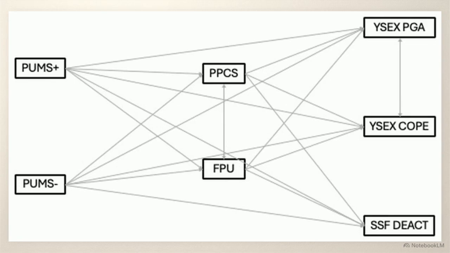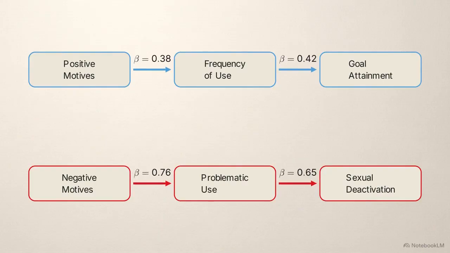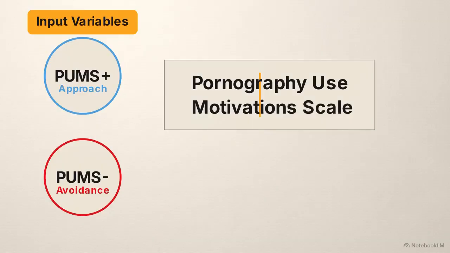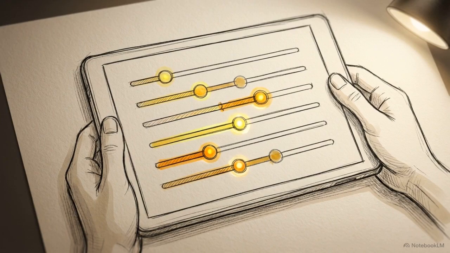An SEM is a statistical technique used to examine simultaneous relationships between multiple observed and latent variables. To improve clinical accuracy, science must untangle this web into distinct empirically weighted equations. We can rebuild the empirical data path by starting with a blank slate. On the left, we place the input variables, PUMS positive and PUMS negative. PUMS stands for the Pornography Use Motivation Scale, which is a psychometric instrument designed to measure the specific psychological drivers behind adult content consumption. These domain-specific motives operate distinctly from general human sexual motivation. They reflect context-dependent regulatory behaviors.